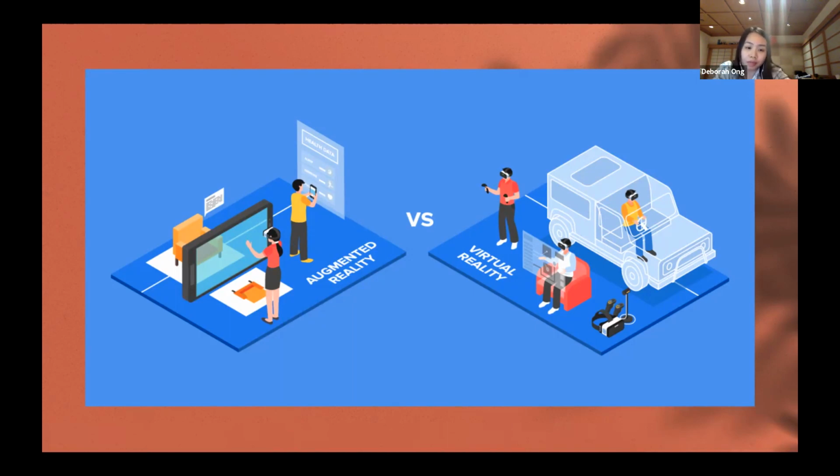Back to AR, the filter that we are creating means that we are superimposing something on top of a face. You can also superimpose things on top of landscapes or objects or rooms, for example. And Spark AR allows you to do that as well.